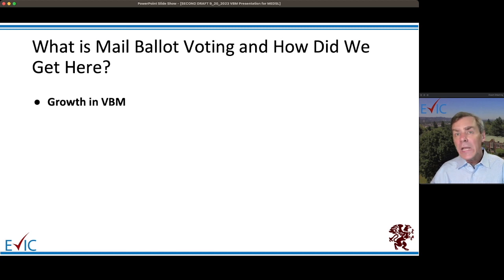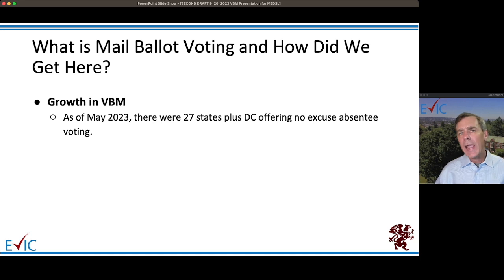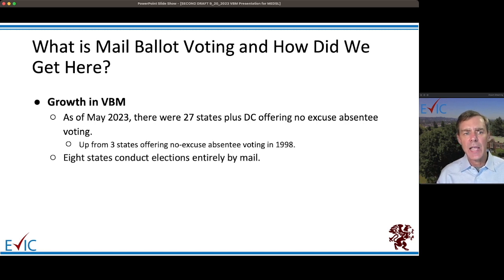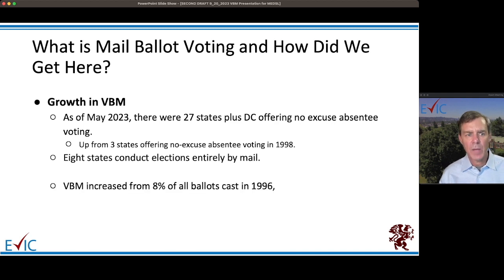So, what is mail balloting? How did we get here? The growth in vote by mail. As of May 2023, 27 states and D.C. offer no excuse absentee voting. That's up from only 3 states in 1998. 8 states conduct elections entirely by mail, where every eligible citizen on the rolls gets a ballot by mail. Important, however, in most of those states, over half of the ballots are not returned by mail, but are returned by other methods, most commonly drop boxes.